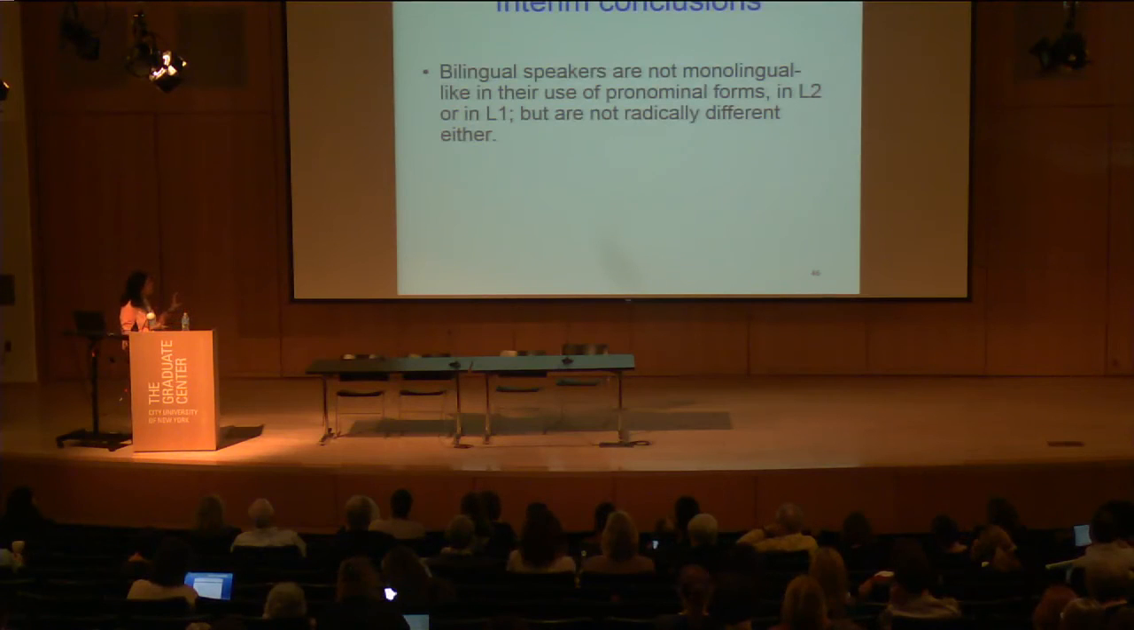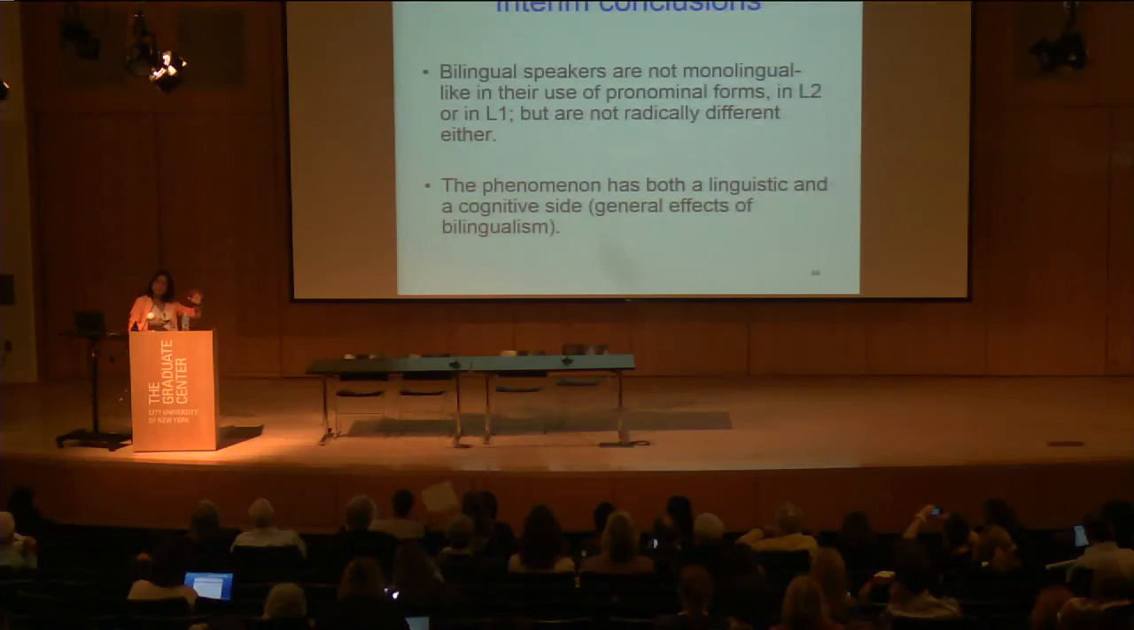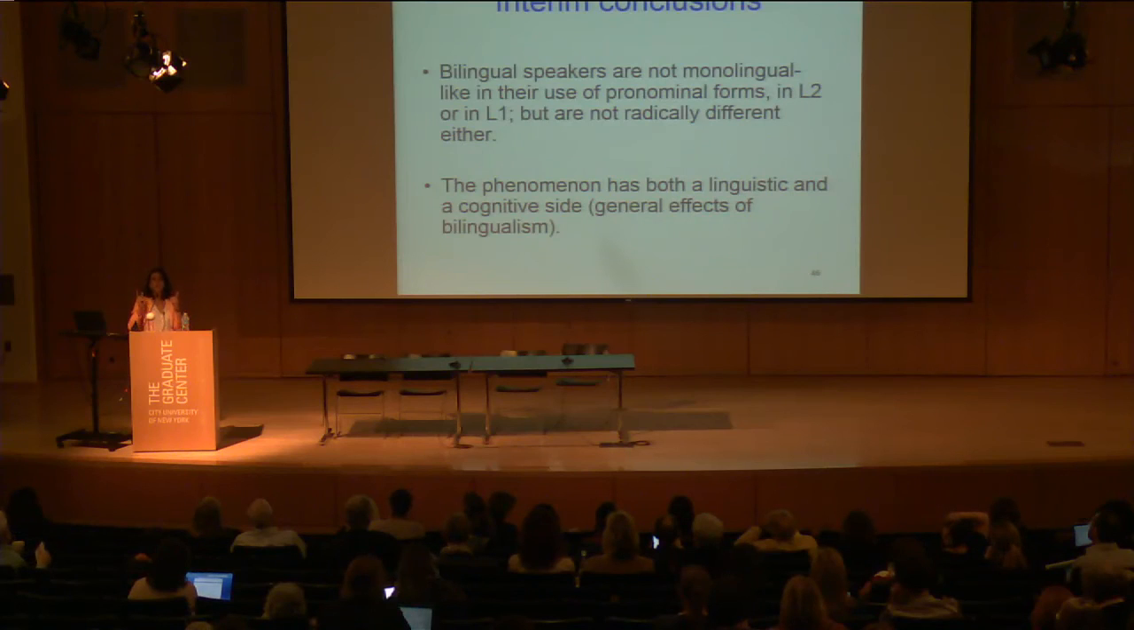So, interim conclusion, bilingual speakers are not monolingual-like, right? Both in their L1 and in their use of pronominal forms, whether in the L1 or in the L2, they're not radically different either, but there are some specific differences that we keep finding. This phenomenon can have both a linguistic side and a cognitive side. The cognitive side that I'm suggesting doesn't have to do with a particular language combination, but simply with the fact of being bilingual, the fact of having more than one language in the brain.